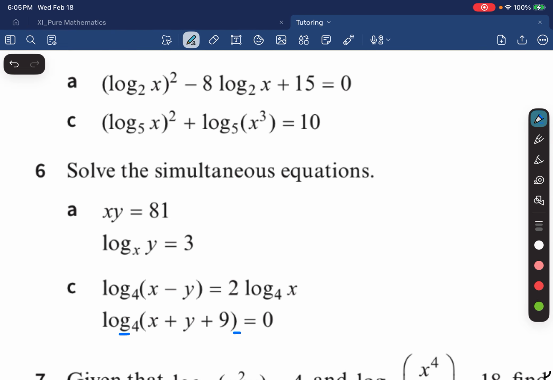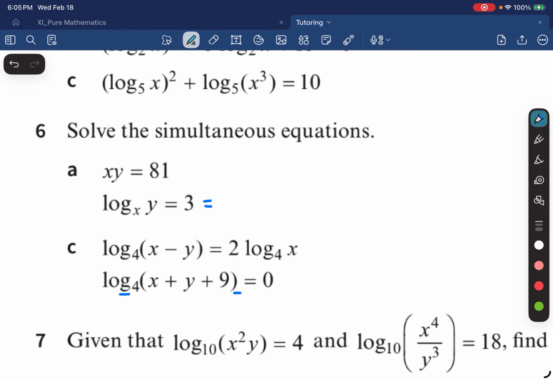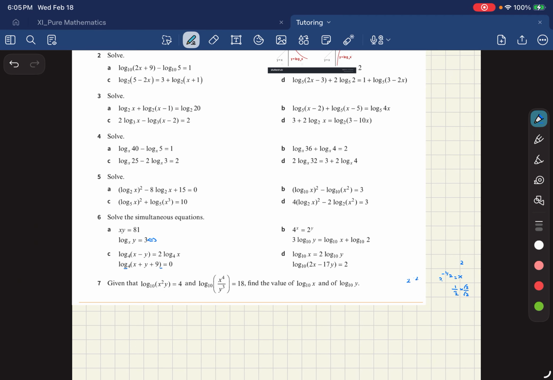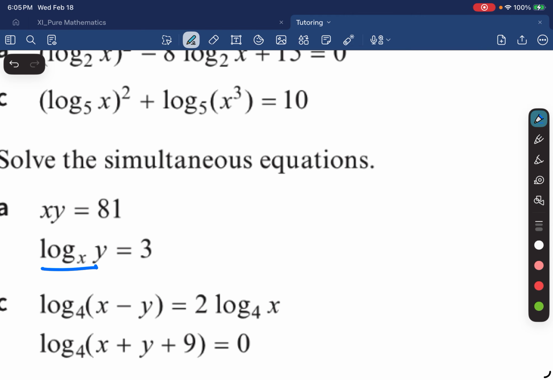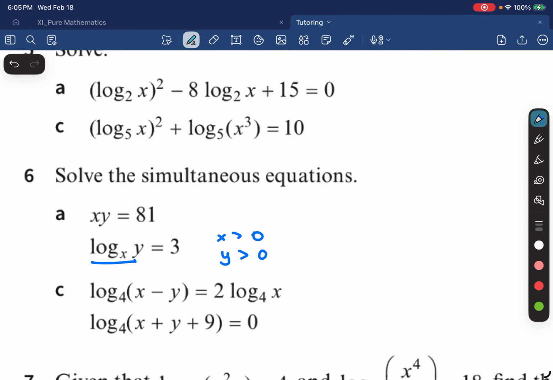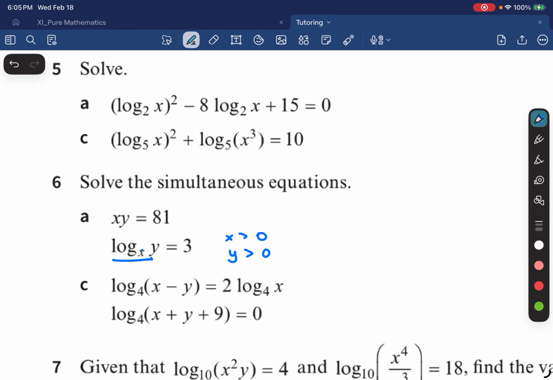Now let's solve the simultaneous equations. I'll try to solve all of them because these are slightly important. From the second equation, we know that x must be bigger than 0, y must be bigger than 0. That is a requirement that we have. So we can only consider positive values because our base must be bigger than 0 and our input must be bigger than 0. This is something that we want to remember. The first equation really doesn't give me a lot of information to work with, so let's just work with the second. And this tells me that x cubed is equal to y.